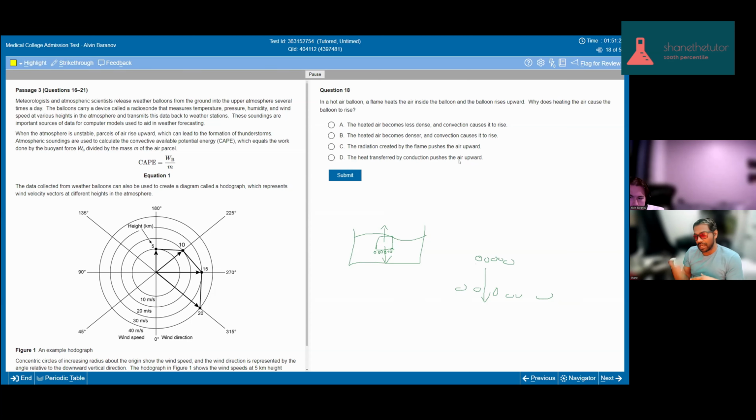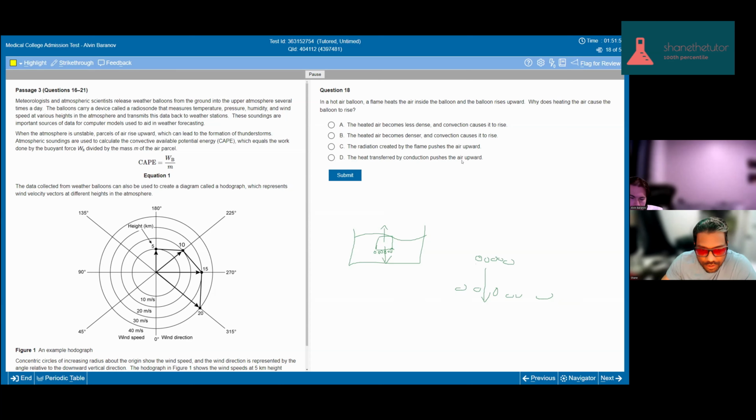If you heat something up, it's going to get less dense because the molecules are going to move around faster and more so. So that's why heated air would be more dense. Sorry, my bad. Heated air will be less dense. And if something is less dense, it's going to float on top of things that are more dense, thus rise.